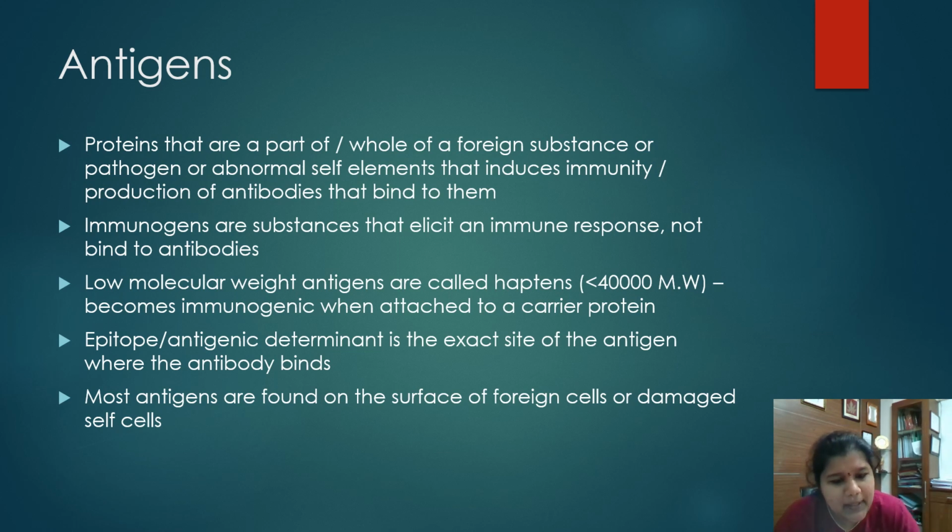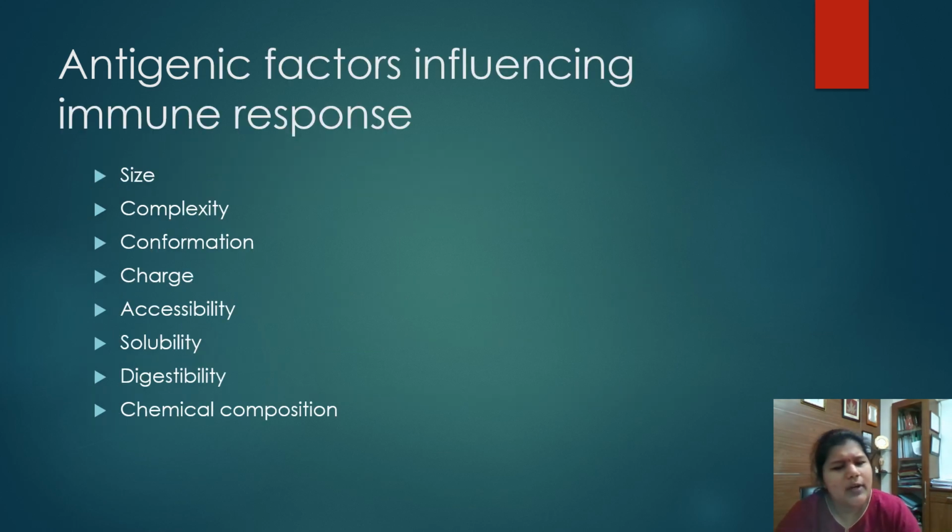So the term epitope indicates the site of the antigen where the antibody binds. These are a few terms that we are supposed to know regarding antigens. So most of the antigens are usually found on the surface of the foreign cells or damaged self cells. So what are the factors that influence an immune response pertaining to an antigen? Number one is the size. The larger the size, the better the immune response.